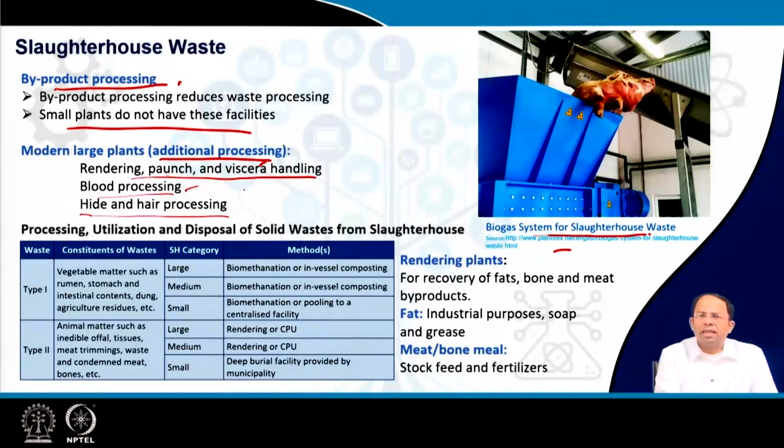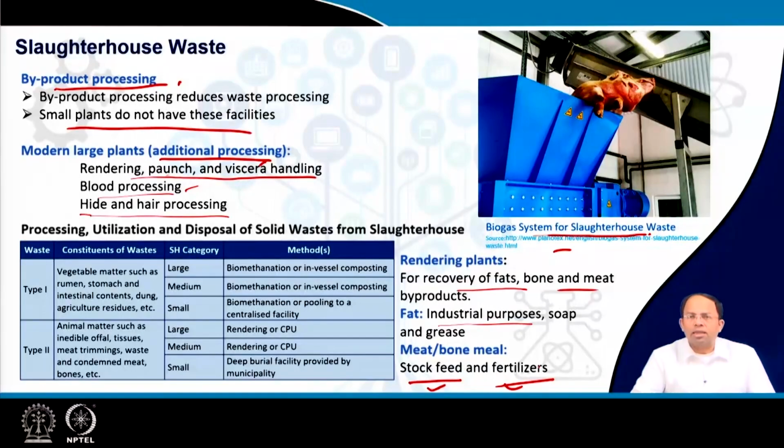Rendering, paunch and viscera handling mean further processing the remaining matter after taking out the meat. We boil that material in rendering, and we can recover the fats and bones and generate some byproducts. The fat is used for industrial purposes, soap and grease production and so on, whereas the meat, bone and the remaining matter can be used to generate stock feed and also for fertilizer production. Stock feed is the material that is used to feed the animals themselves, right, and then also for fertilizer production.